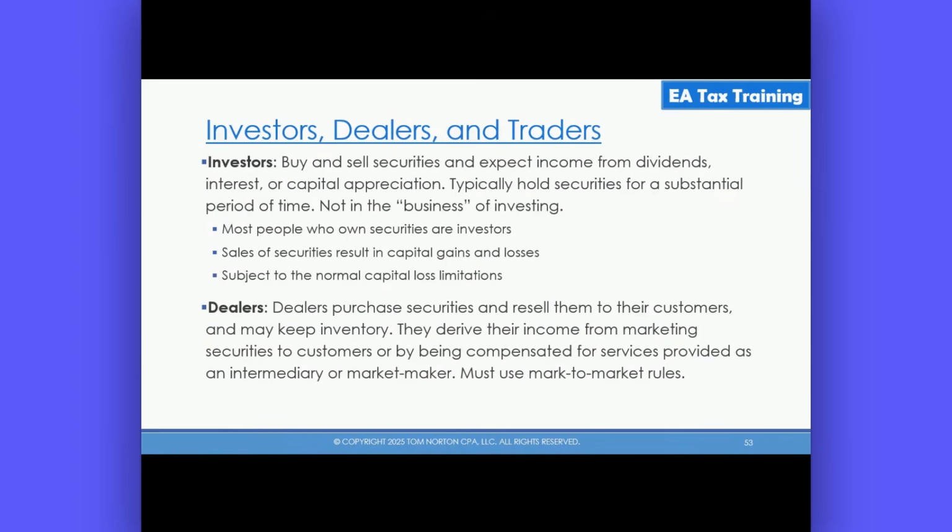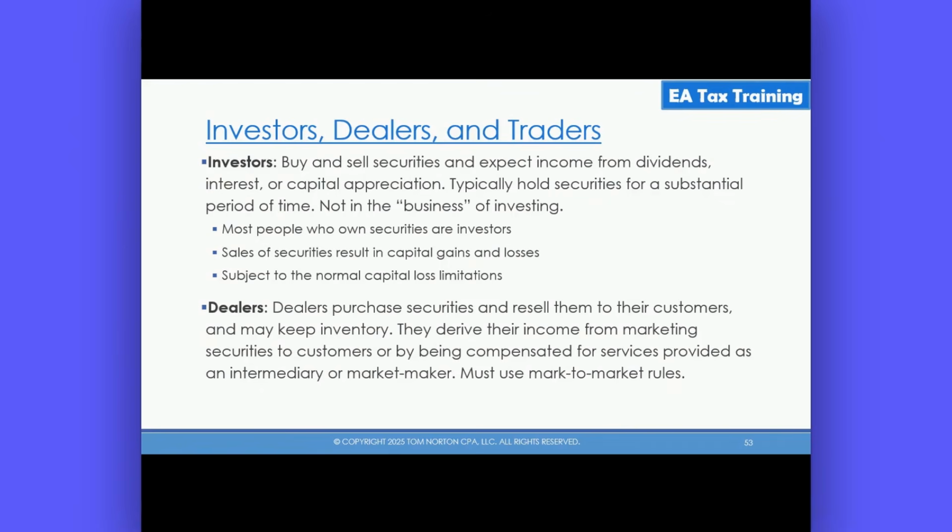Now let's talk about investors, dealers, and traders. Understand what these are and what the differences are. Investors buy and sell securities and expect income from dividends, interest, or capital appreciation. They typically hold the securities for a substantial period of time, and they are not in the business of investing. So this is most of us.